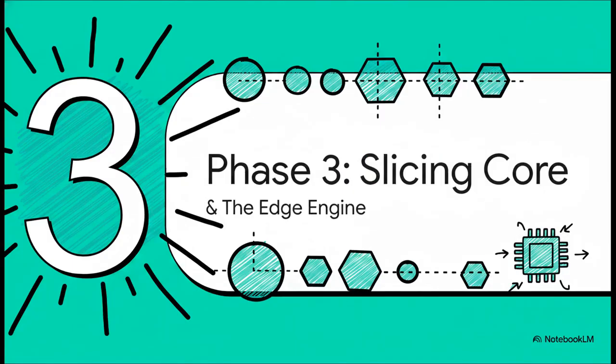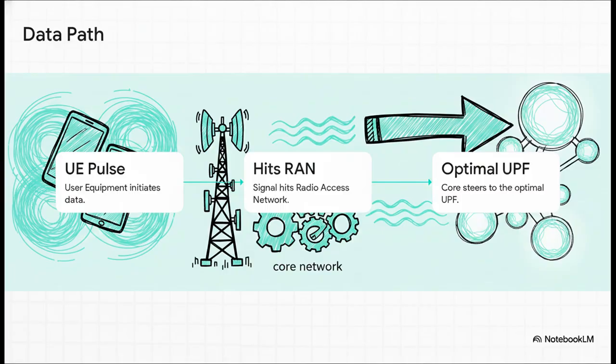Okay, Phase 3, slicing the core and the edge engine. Let's actually track a data pulse right into the heart of the network. Step 1. Your device or user equipment initiates a pulse. Step 2. It hits the radio access network.